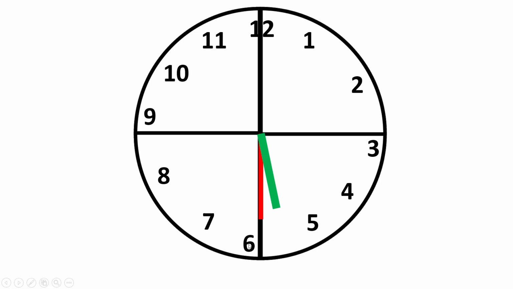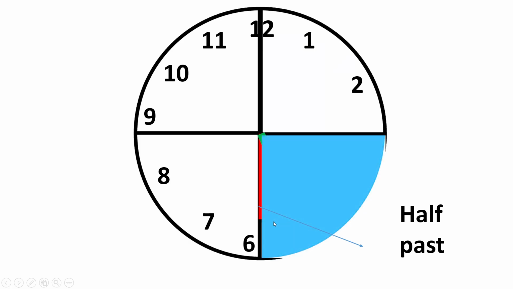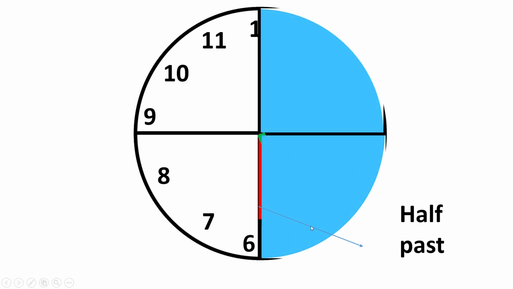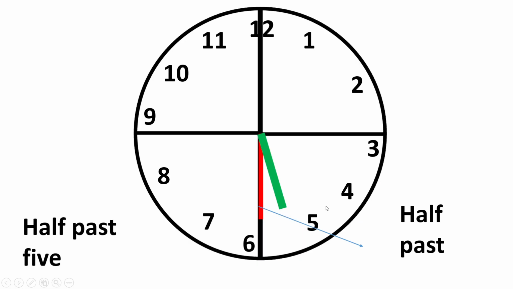We can see that it is now at the 6. When that minute hand is now at the 6, we call this half past. We say this is half past because now a half of the circle has been covered. See, there are 2 quarters that have been covered, and we know that 2 out of 4 pieces is equal to a half. So a half has been covered. So we would call it half past. Again, we would say the hour after the words. So we would now say that it is half past 5.